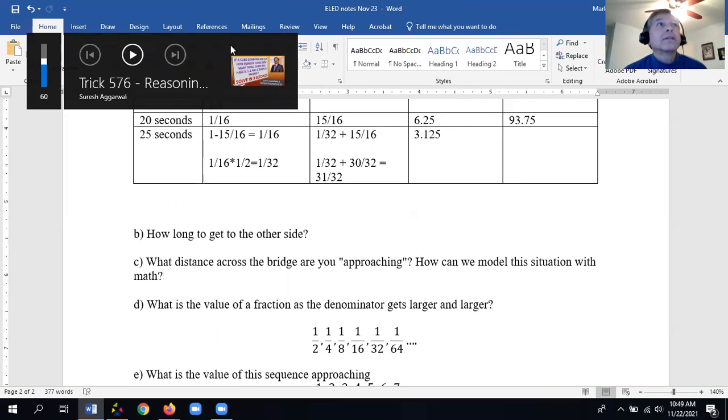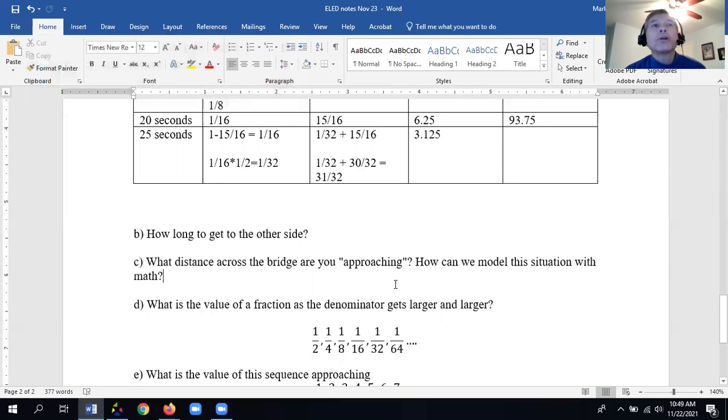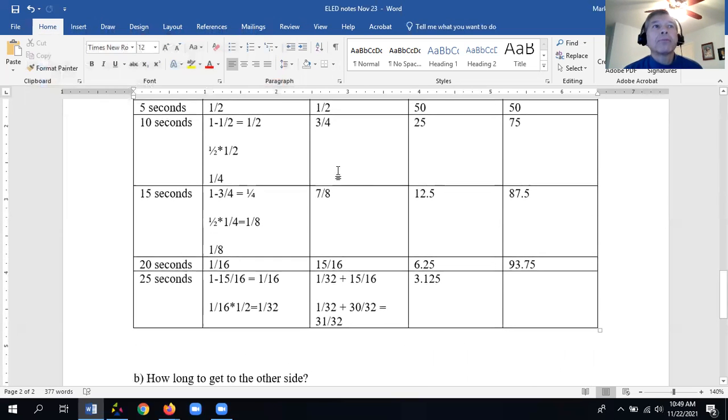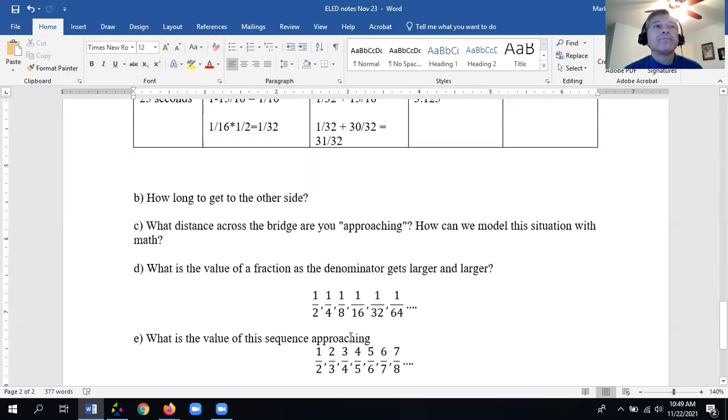I don't know why this is coming up here like that, but let's keep on going down here. What distance across the bridge are you approaching is part C here. What distance across the bridge are you approaching? You're getting closer and closer to what? Making it all the way across the bridge, 100% across the bridge. And we just modeled this situation here with math, with the fractions getting closer and closer.